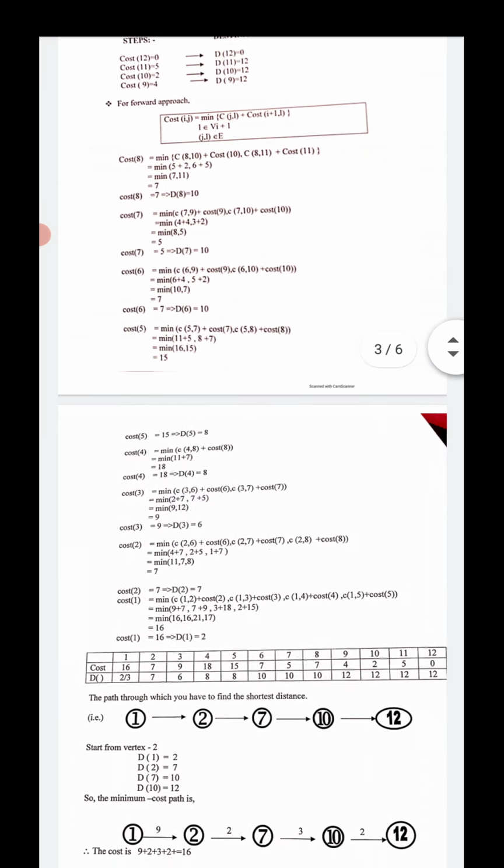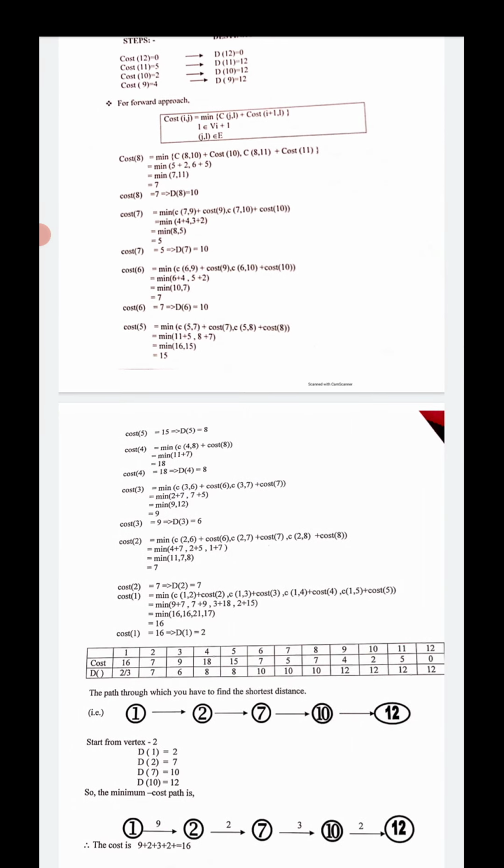Okay, this is the diagrammatic representation. First node to 12th node, the cost of 1 will be how much? 16, cost of 2 is 7, cost of 3 is 9, cost of 4 is 18, cost of 5 is 15, cost of 6 is 7, cost of 7 is 5, cost of 8 is 7, cost of 9 is 4, cost of 10 is 2, cost of 11 is 5, cost of 12 is 0.